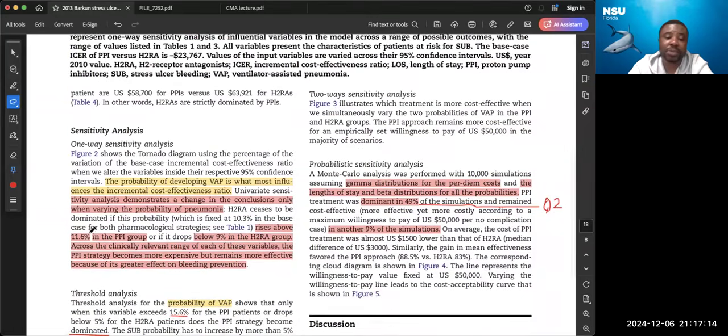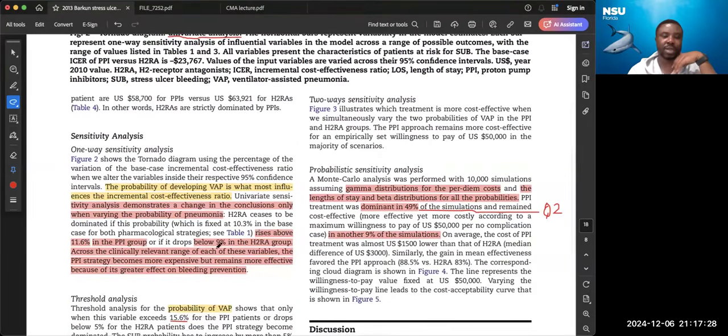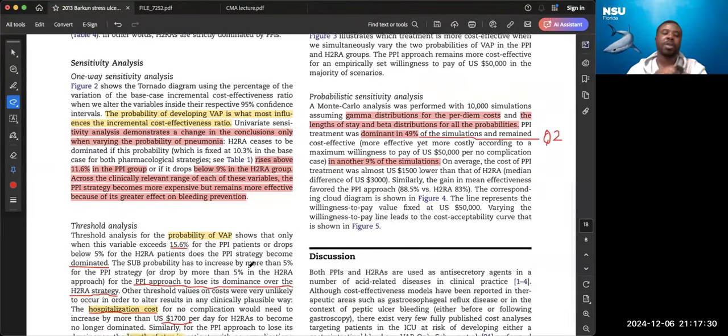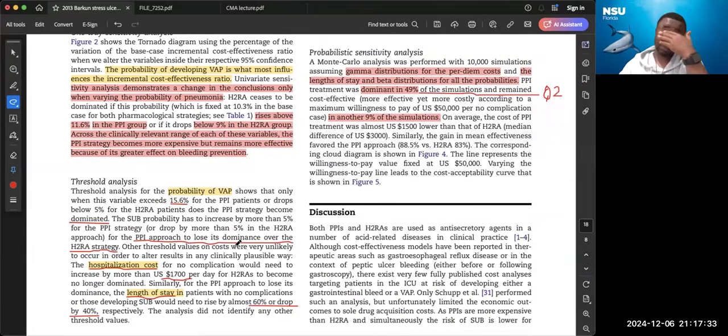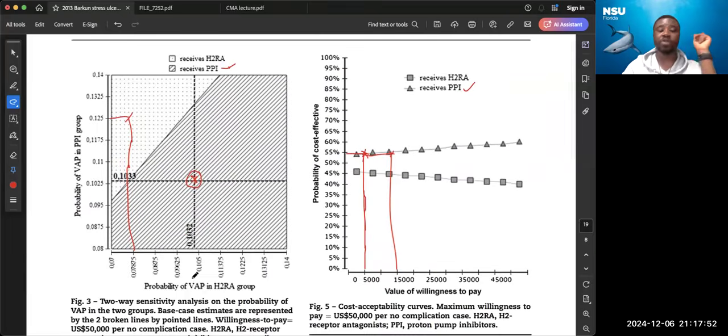So this result is just confirming to us that this one is more sensitive, because if you change this and then that, it changes the base case decision. That is what they are explaining here. For the threshold analysis, I said that it can be used for one way and also for two way. It depends on what was done. You just have to look at the graph and read the explanation here to know whether they used two variables or just one variable.